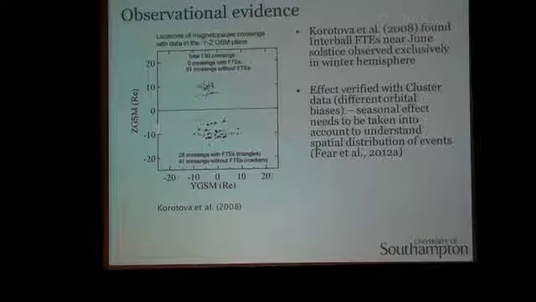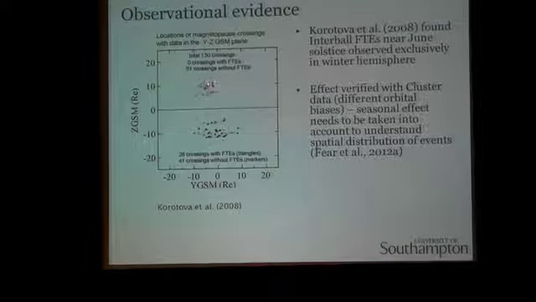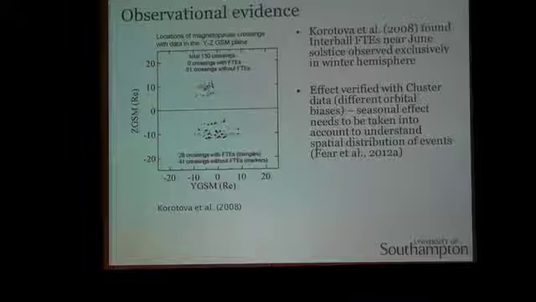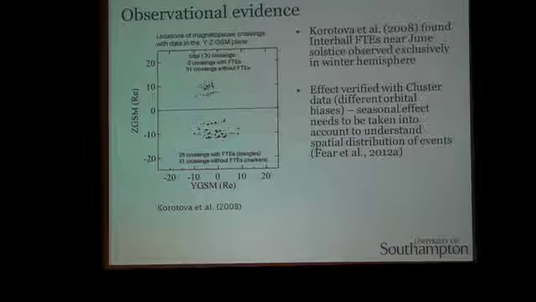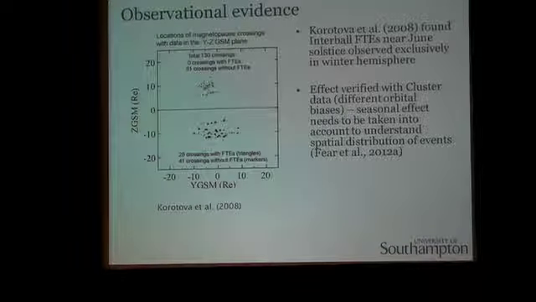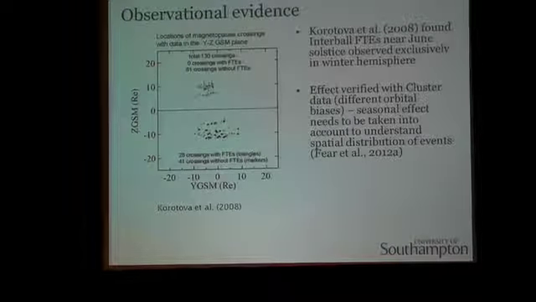So this is the YZ plane event. The pluses indicate the magnetopause crossings on which no flux transfer event signatures were seen, and the diamonds indicate the crossings on which there were FTE signatures seen. And you see the signatures were all observed in the southern hemisphere, which is the winter hemisphere for this event. That's been verified as well with Cluster data. As I mentioned, the orbital biases are different, and in fact it was found that you really do need to take into account the seasonal effect in order to try and understand the distribution of these events.